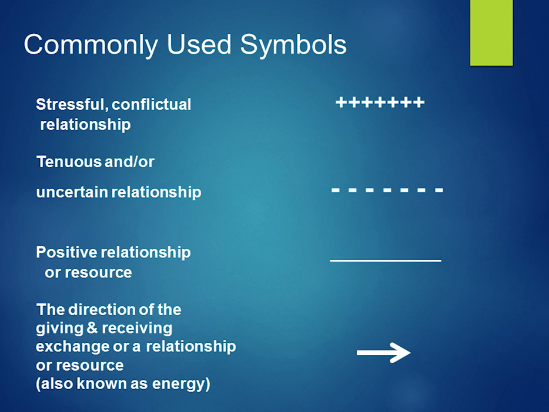Here are some commonly used symbols on Ecomaps. Stressful conflictual relationships are depicted by a series of plus signs. Tenuous and/or uncertain relationships are reflected by dashes. Positive relationships or resources are reflected by a solid line. And arrows are used to show the direction of the giving and receiving exchange of a relationship or resource, also known as energy.